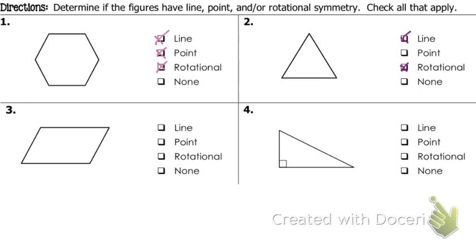So if it has 2 different ways for line symmetry, so you could draw multiple lines, then that means that it has rotational as well. Let's see if we find that correlation. Question number 2, besides what's been asked.